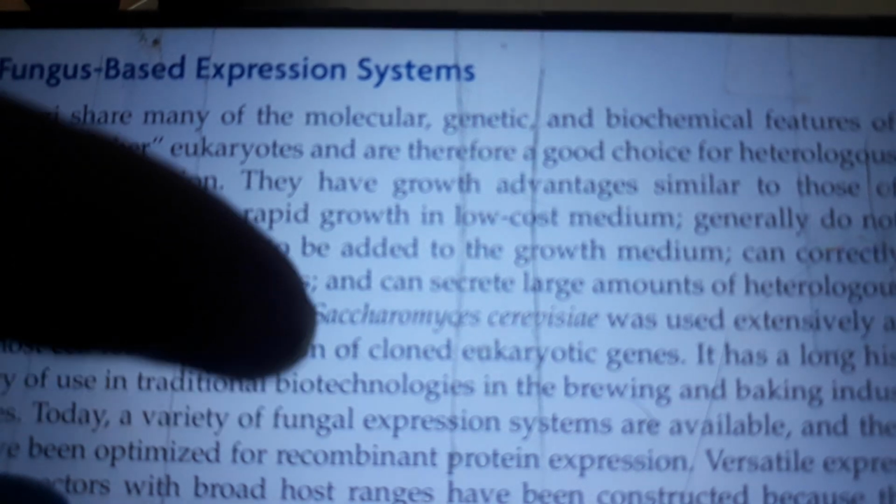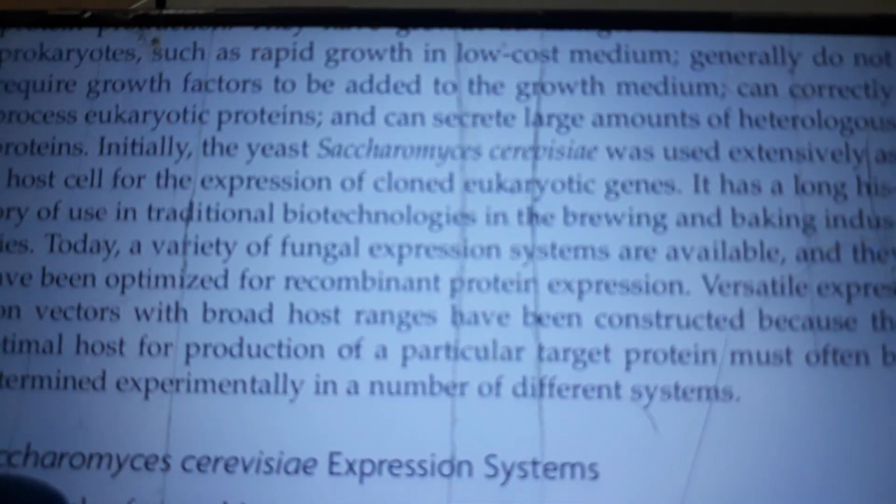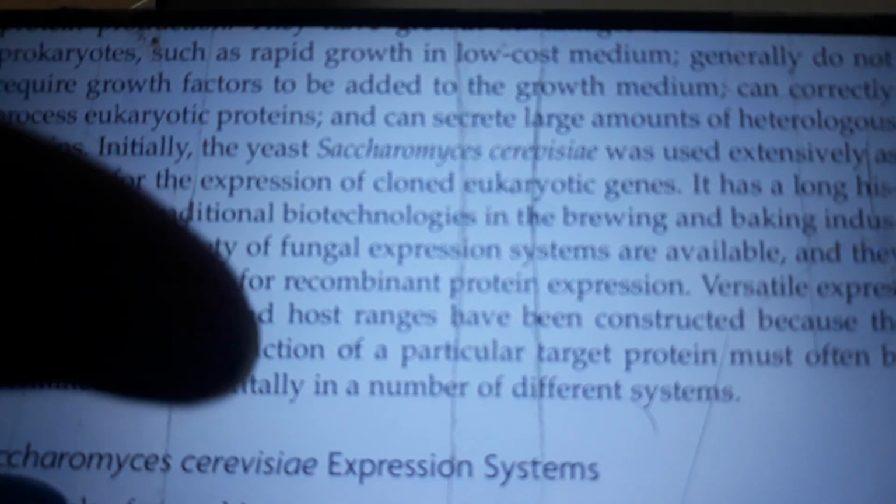Initially, the yeast Saccharomyces cerevisiae was used extensively as a host cell for the expression of cloned eukaryotic genes. It has a long history of use in traditional biotechnologies in the brewing and baking industry. Today, a variety of fungal expression systems are available, and they have been optimized for recombinant protein expression. Versatile expression vectors with broad host ranges have been constructed because the optimal host for production of a particular target protein must often be determined experimentally in a number of different systems.